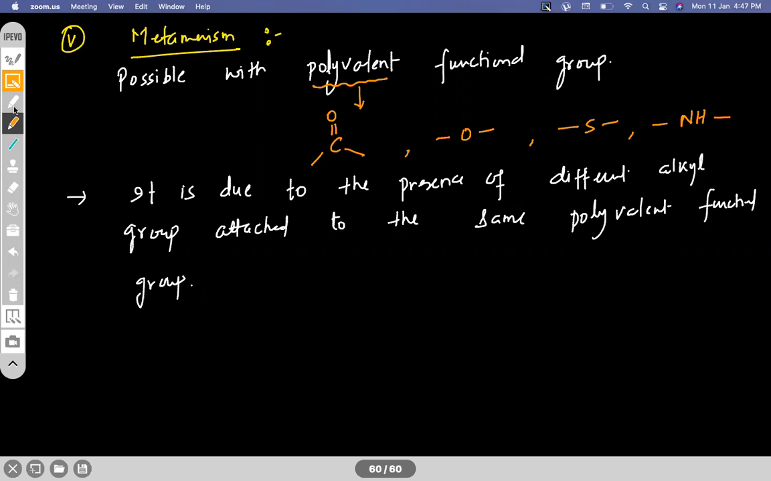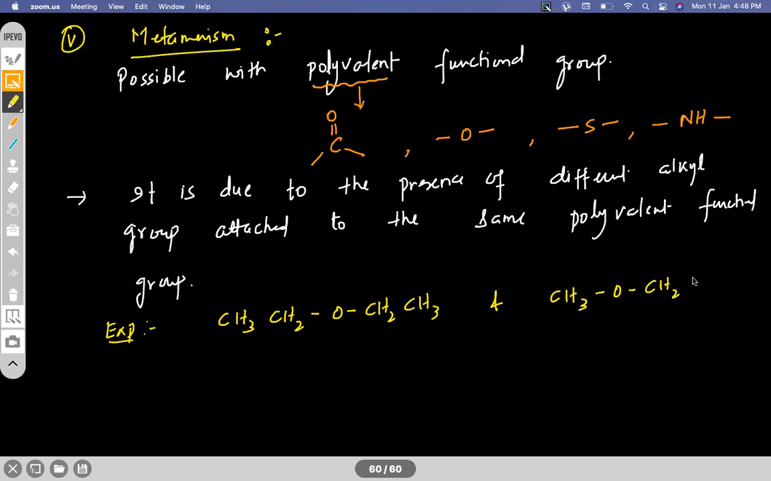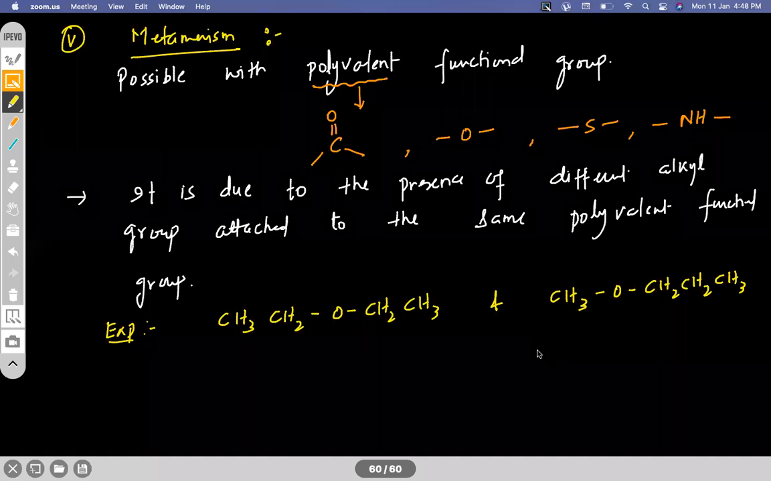See this example. We have CH3CH2OCH2CH3. Ethyl and ethyl, both sides we have. If I write down this, one side I'll write methyl and the other side I'll write propyl. Different alkyl groups attached to both sides of the polyvalent functional group. So these two are metamers.